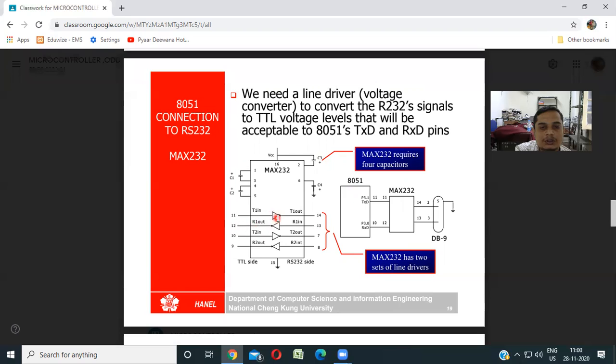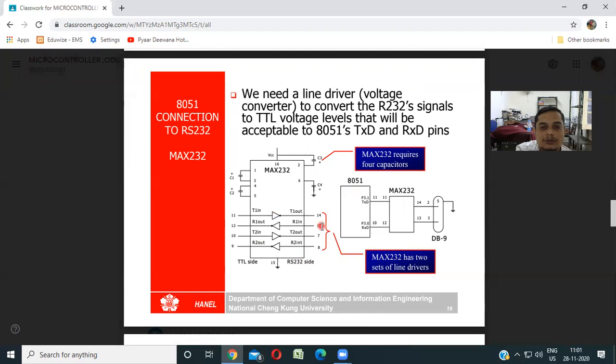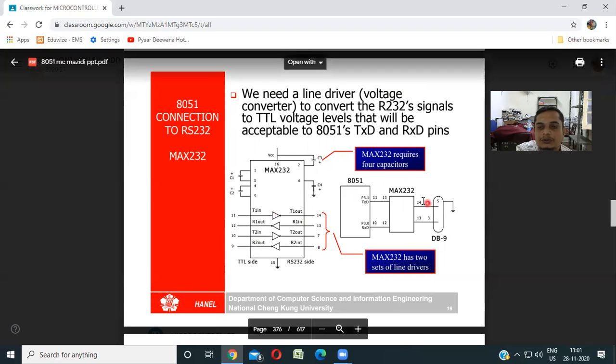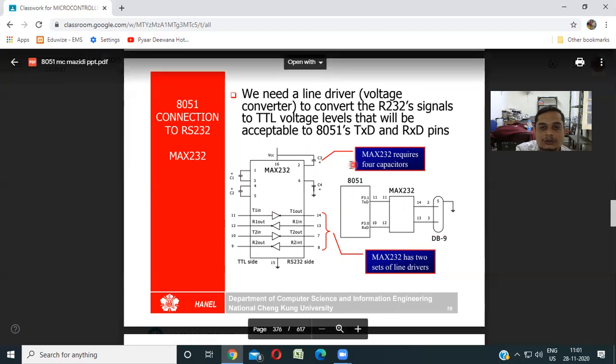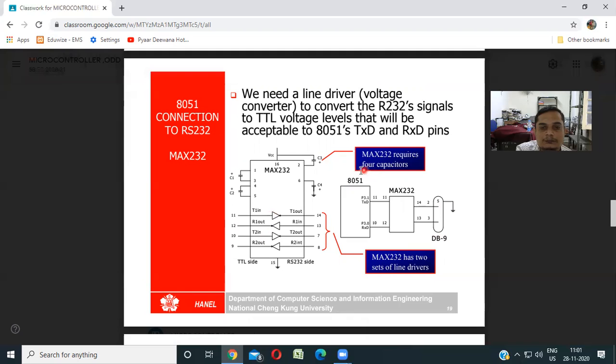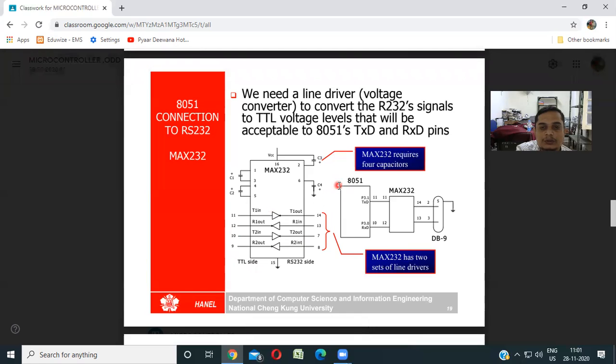Here you can see the pins out and in. This is the RS232 side, and this is the TTL side. The microcontroller has to connect to this side, that means pins 11 and 10, and the 14, 13, 7, 8 are the pins that connect to the serial communication side, the RS232 side. So this is the RS232, and this is the TTL microcontroller. The microcontroller is an example of TTL.